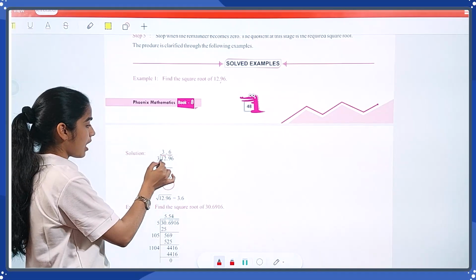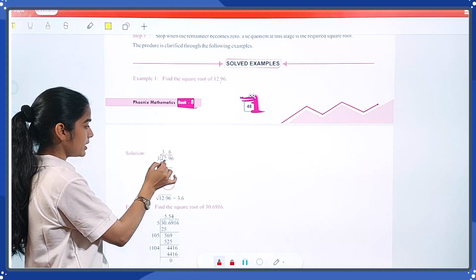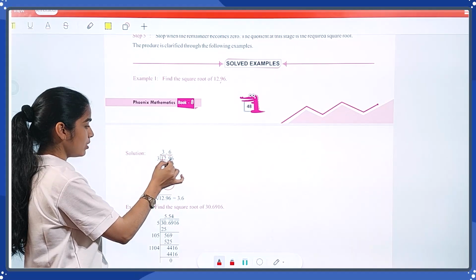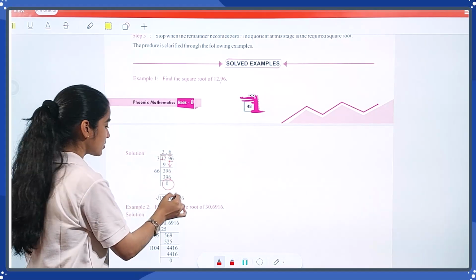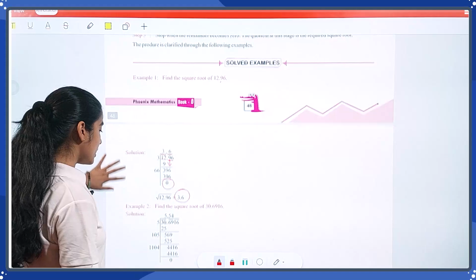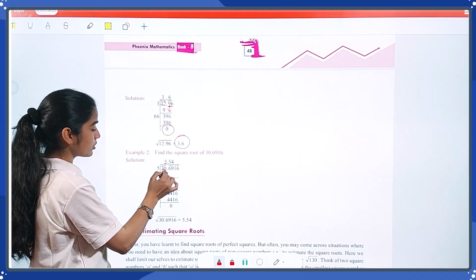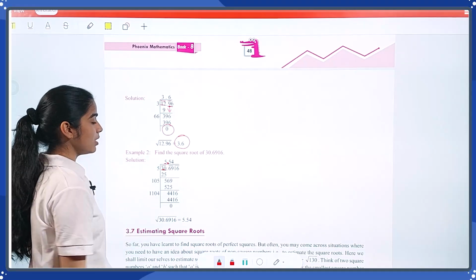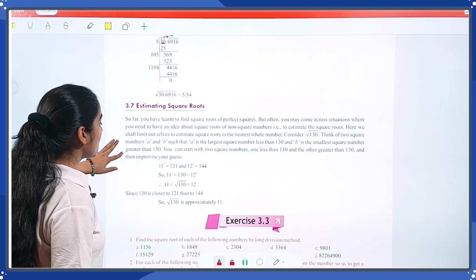So it means after the 3, you have to put a decimal point, and while you put it down it means you are applying a point over here. So 3.6 is your final answer. The same way you have to do it, you just have to concentrate. When you take a number like 5, after the 5 you have to put a point here and then continue the calculation the same way.